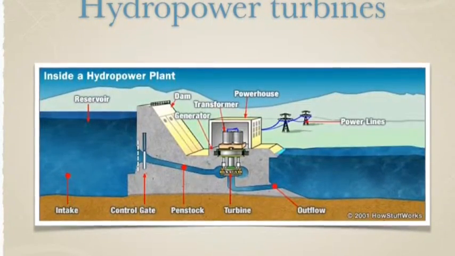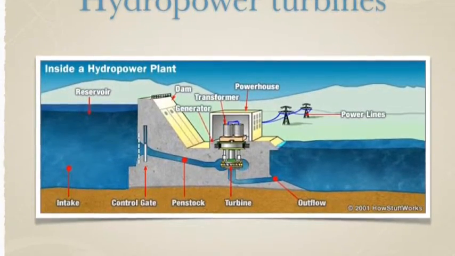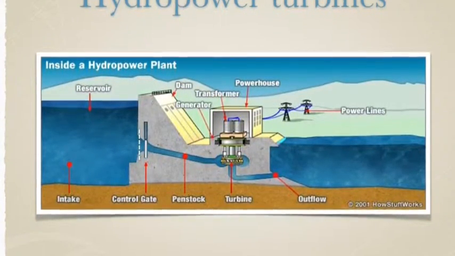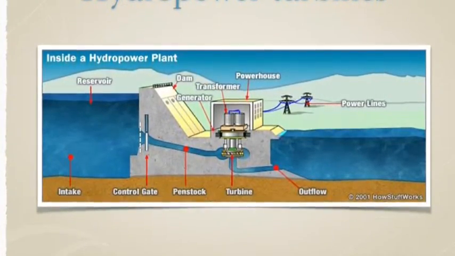The head refers to the distance between the water surface and the turbines. As the head and flow increase, so does the electricity generated. The head is usually dependent upon the amount of water in the reservoir.